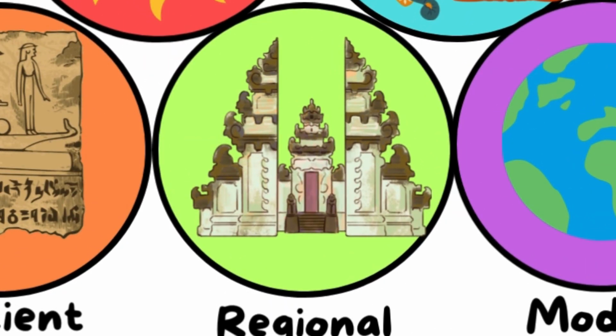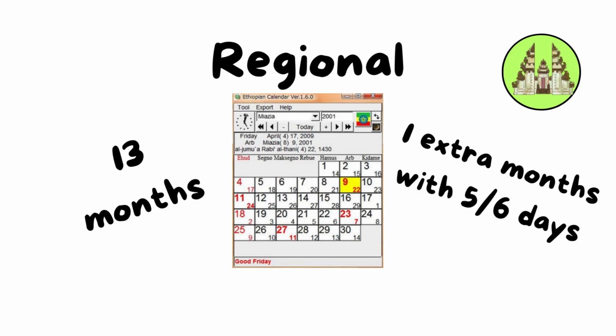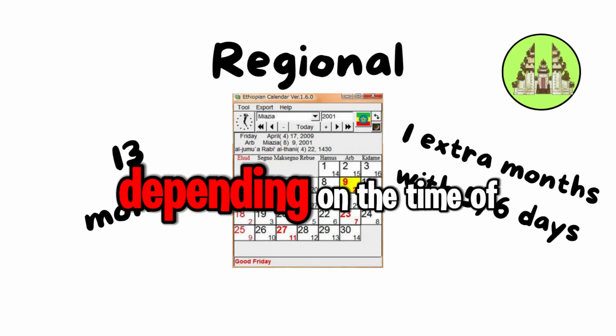Regional calendars. The Ethiopian calendar has 13 months, 12 months of 30 days each, and an intercalary month of 5 or 6 days. It is currently 8 years behind the Gregorian calendar, depending on the time of year.